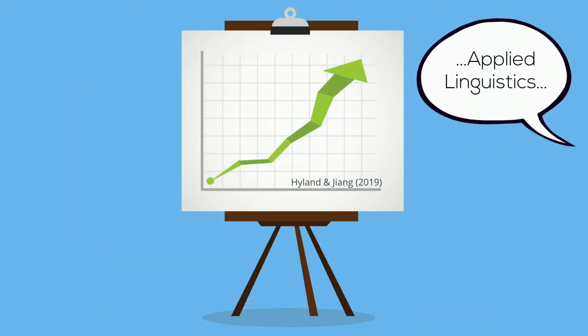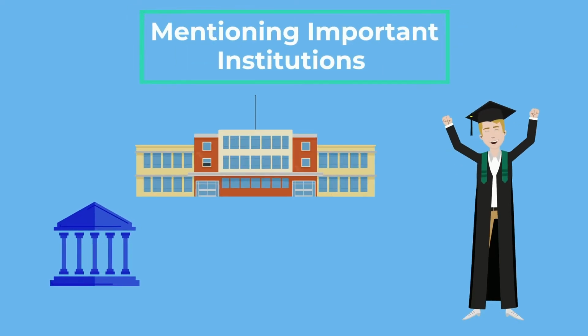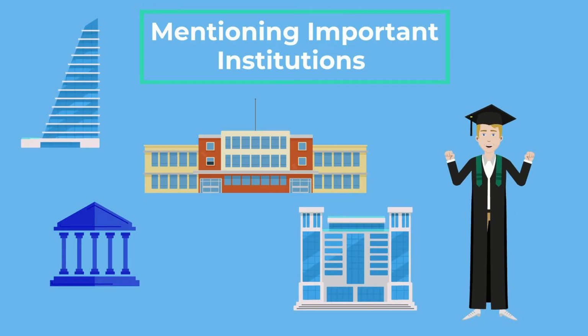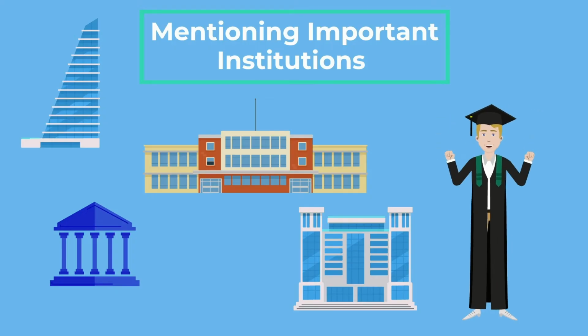As you can see, it's not necessary to provide the volume or issue number when you do this. Some speakers also highlight the authority of their source by mentioning which university, research institute or organization the author works at. Here are a couple of examples.